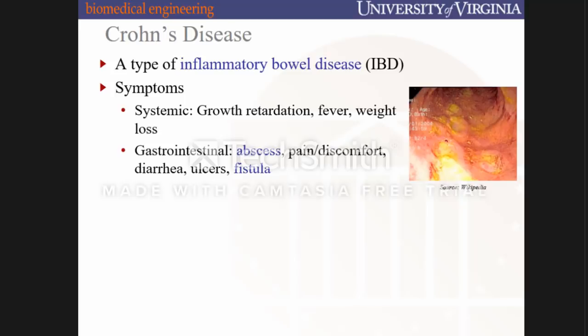And the symptoms that are specific to the GI tract include abscesses, and there's a colonoscopic image over here to the right, and these yellow lesions here are these abscesses. They're pus-filled lesions. What goes on during Crohn's disease is that there's a lot of neutrophils that are recruited to these sites of inflammation in Crohn's disease.